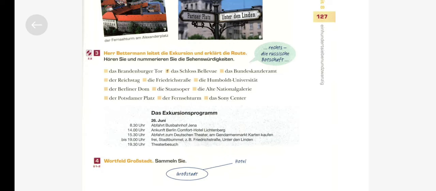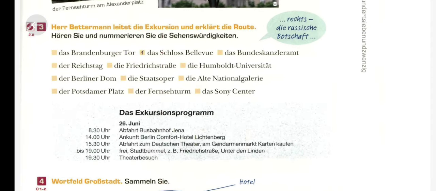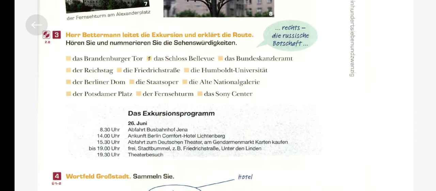Hope you have answers. Now I am going to tell you the answers. You can cross-check it with me. So firstly, the answer is given. Das Schloss Bellevue. And the second is das Bundeskanzleramt. And the third is der Reichstag. The fourth is das Brandenburger Tor. The fifth is the Potsdamer Platz. And the sixth one is the Sony Center. Seventh is the Friedrichstraße. And the eighth one is the Staatsoper.